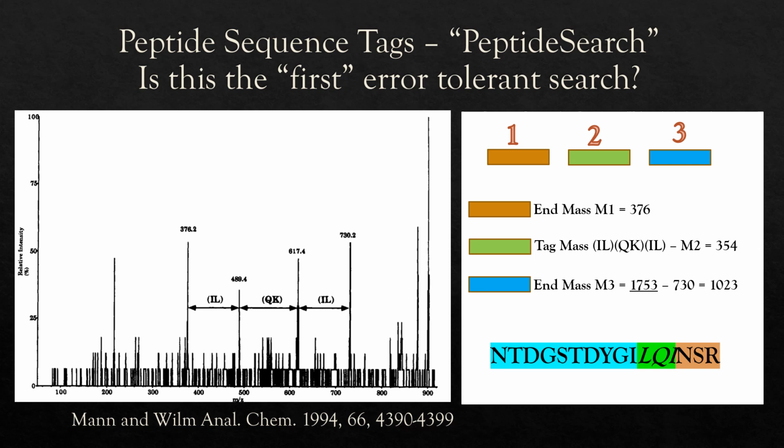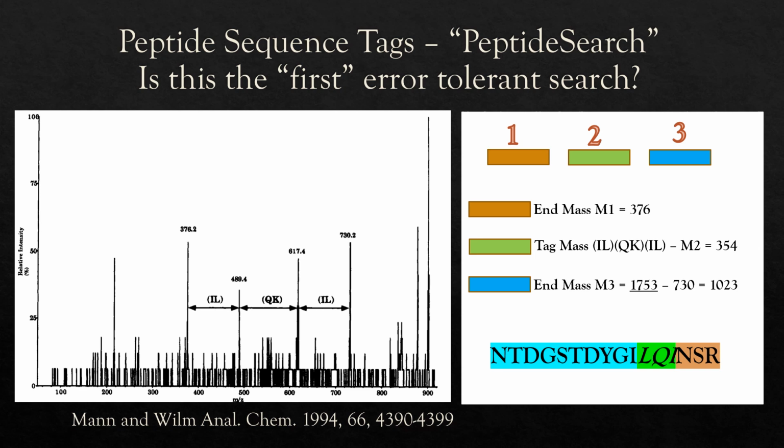And so the candidate peptides to match this experimental mass spectrum would have had a sequence run of I or L, Q or K, and I or L. So here's the correct assignment on the right, and you can see L, Q, I in the middle of the sequence. There were two other bits of information that were used in the identification.